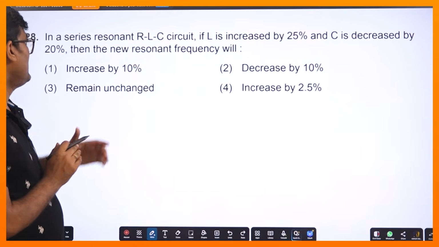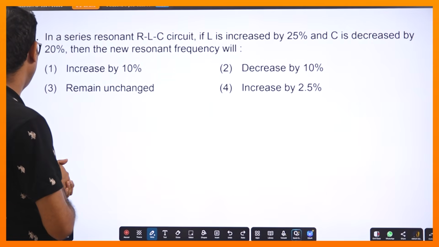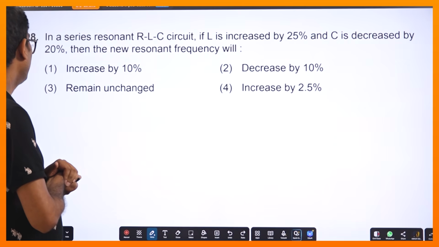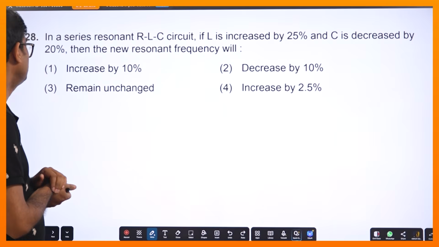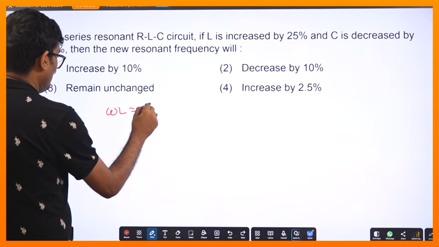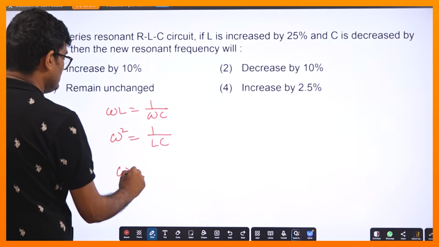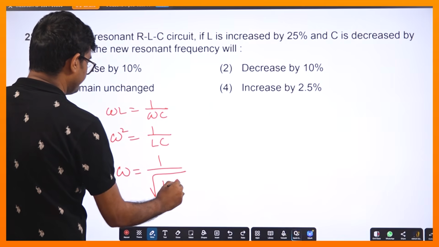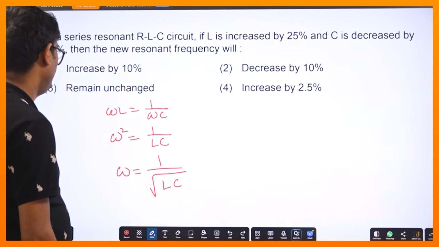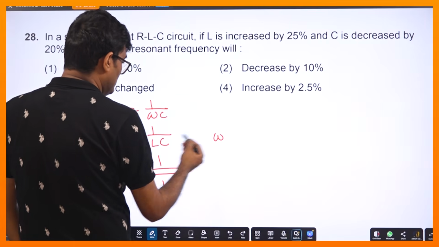In a series RLC circuit, if L is increased by 25% and C decreased by 20%, then the new resonant frequency will. Okay, I think at resonance, omega L is equal to 1 by omega C. So omega square is equal to 1 by LC. So the resonant frequency is 1 by root L into C. Right, now if L is increased by 25%, the new resonant frequency is 2 pi f, whatever it is, they are the same thing.